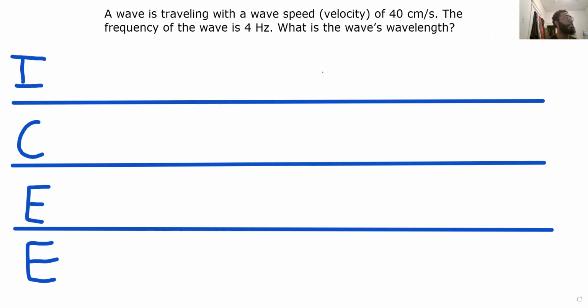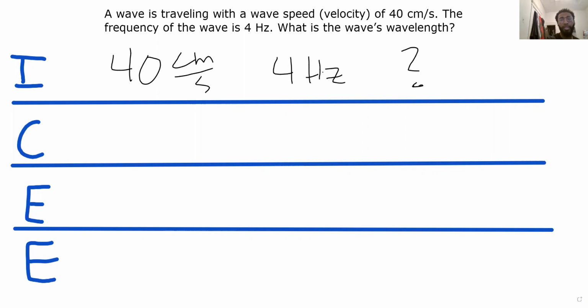In solving for wavelength, we're going to use the ICE method. We're first going to identify the important measurements in the problem. The problem says a wave is traveling with a wave speed or velocity of 40 centimeters per second, so we can write that down. The frequency of the wave is 4 hertz, so we write that down. And it asks, what is the wave's wavelength? So we know we're looking for something.